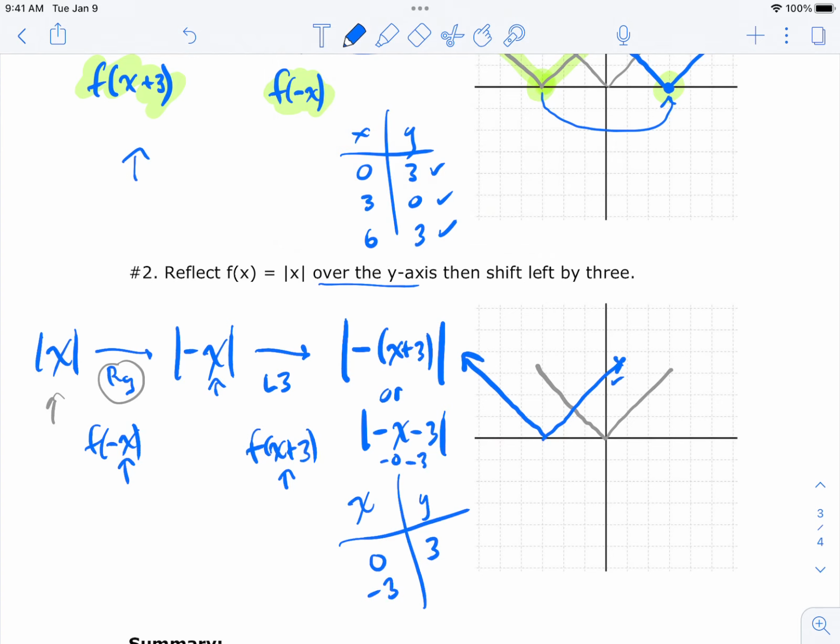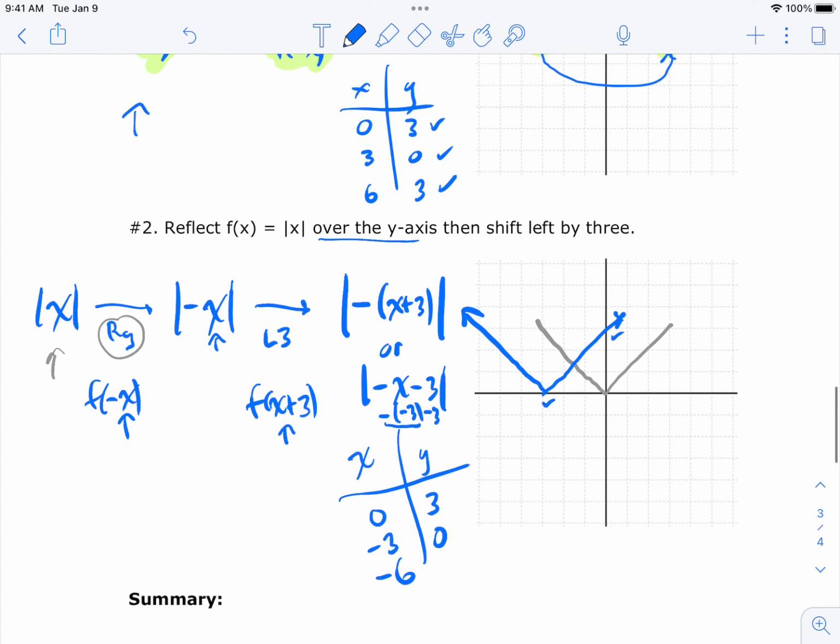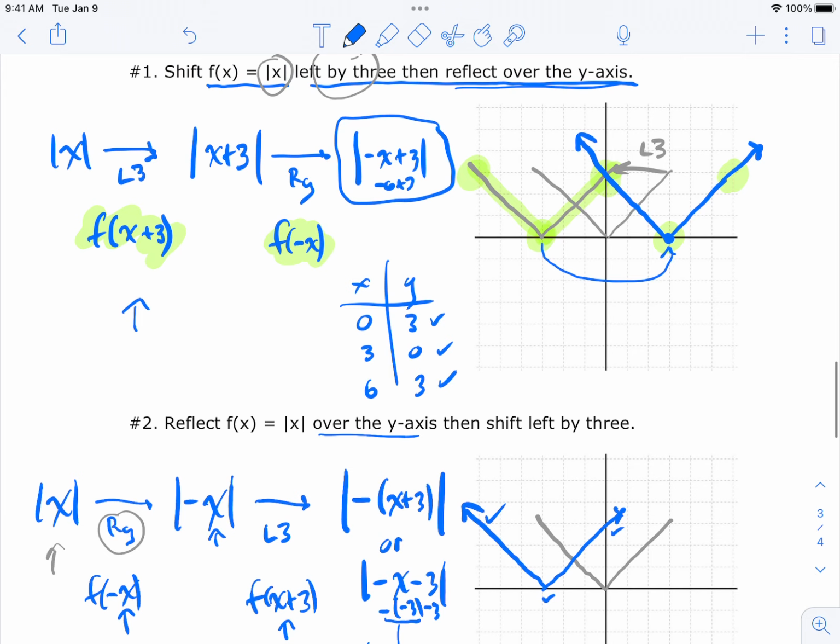If I were to plug in x equals negative 3, what would that do? Well, now, plugging in a negative 3 here, this would be positive 3 minus 3, which is 0, and the absolute value is 0. So when x is negative 3, y is 0. Yep, we get that point, and then I'll let you verify this yourself. If you plug in negative 6, you will get a 3, which is this point right here, and yes, it's working.